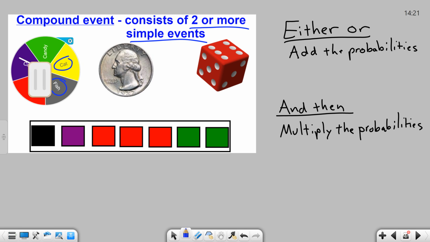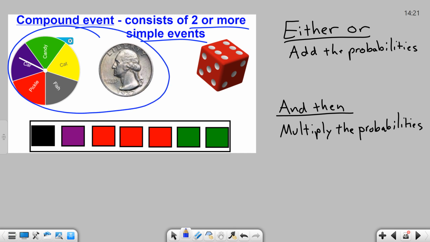So, for example, we'll do a compound one. I'll just use these two. We'll do a spin and a flip. Okay, so what is the probability that I get cat and then I get tails? I should put the word and, or and then. That way we're realizing that both things have to happen.